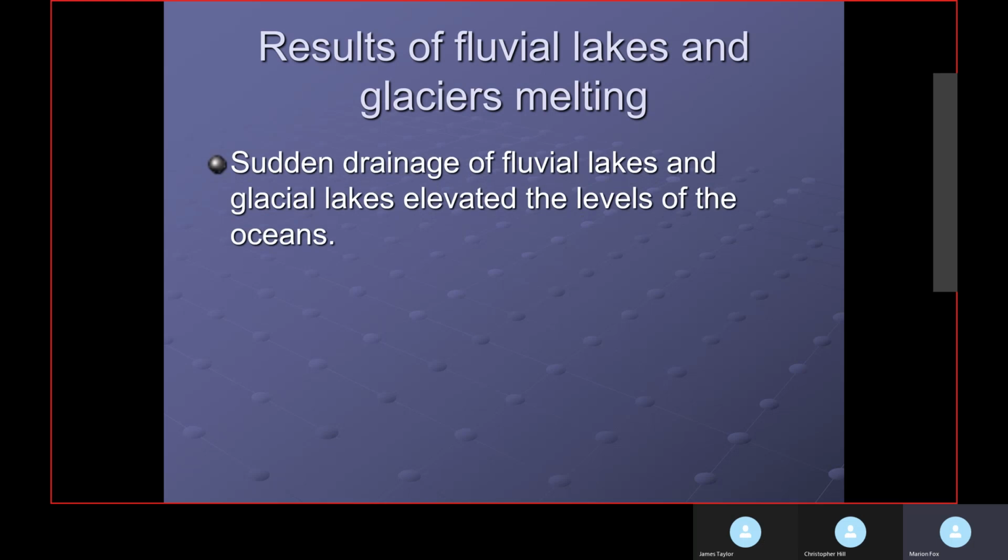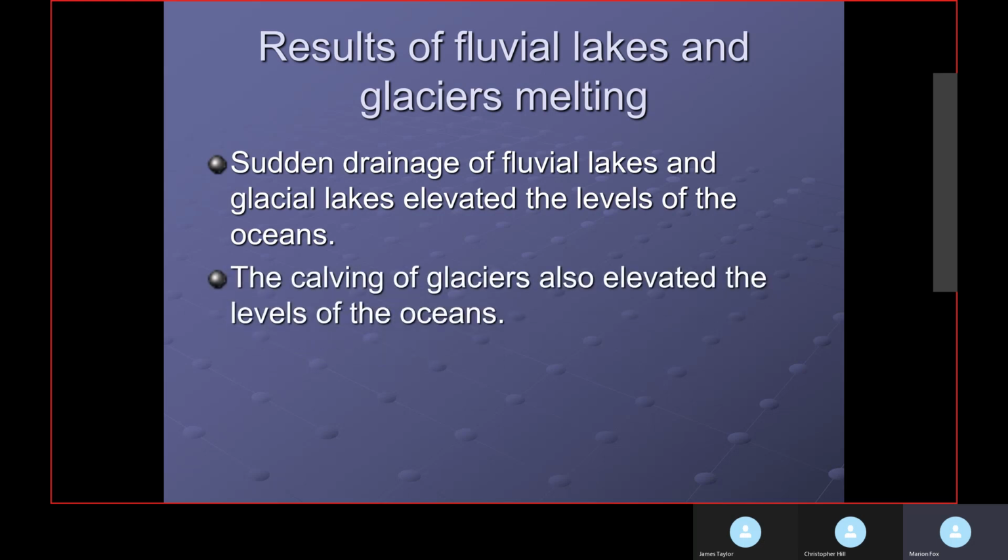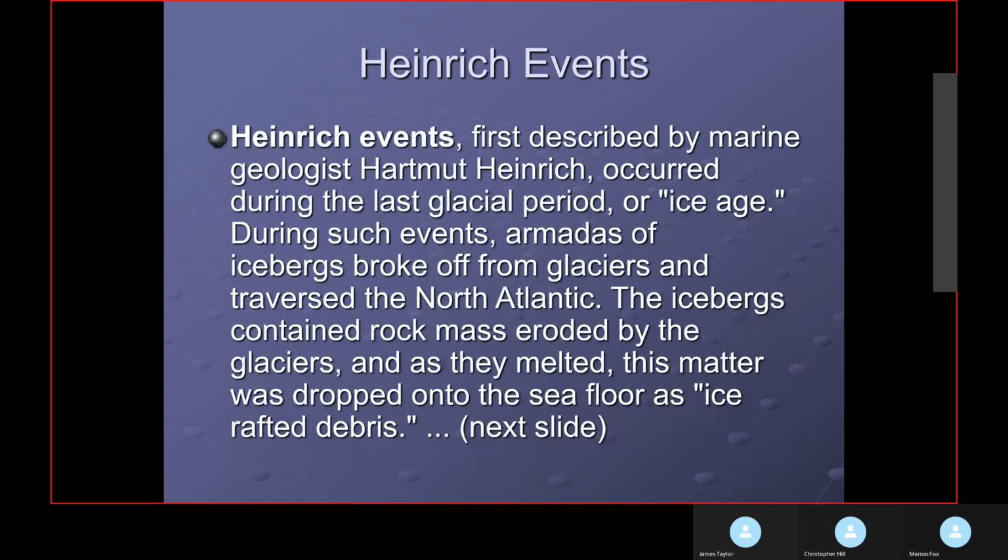Sudden drainage of the fluvial lakes and glacial lakes elevated the levels of the oceans rapidly and would create a rapid rise in the ocean levels. Some of these lakes were very, very large. We see this. Also, the calving of glaciers, with pieces of the glacier breaking off, elevated the levels of the oceans as well. Now, we find something called Heinrich Events, first described by the marine geologist Hartmut Heinrich, which occurred during the last glacial period or ice age.